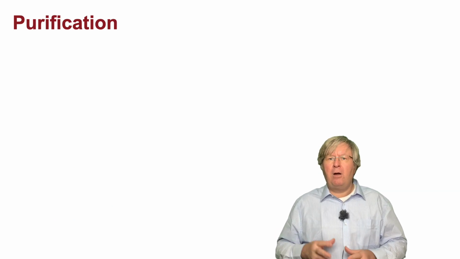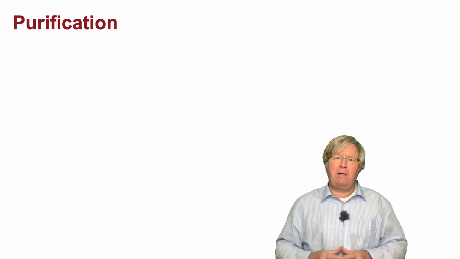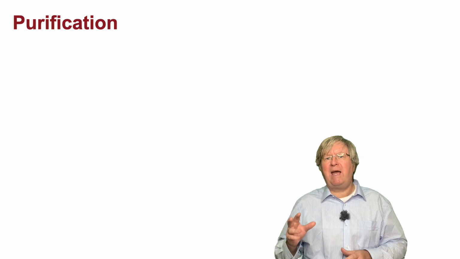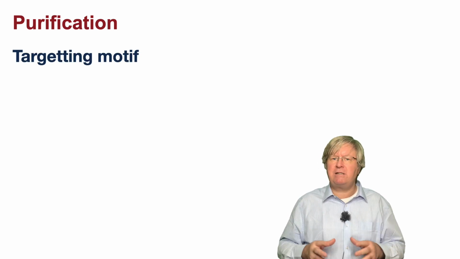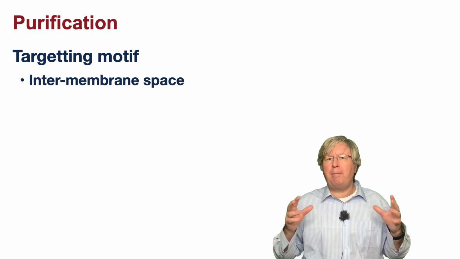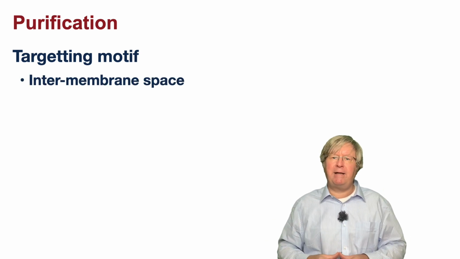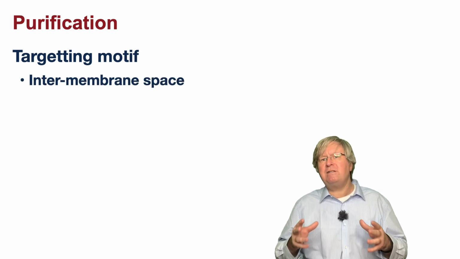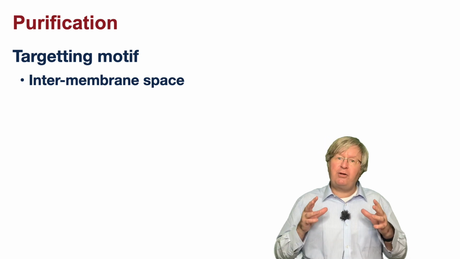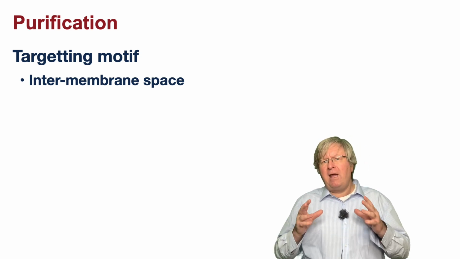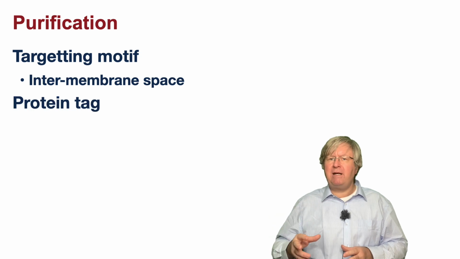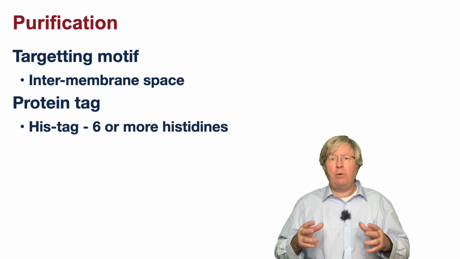So, we now have the cells making a lot of our protein, but how do we purify it? Well, there are two approaches that can be used. In one approach, we engineer the protein to contain an amino acid sequence that targets the protein to the space between the bacteria's inner and outer membranes, as this compartment contains very few proteins, and so our expressed protein will be in excess.